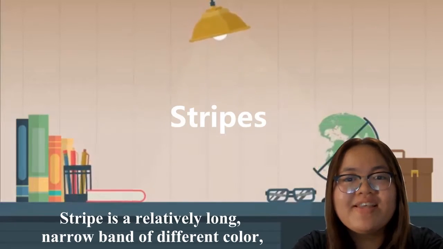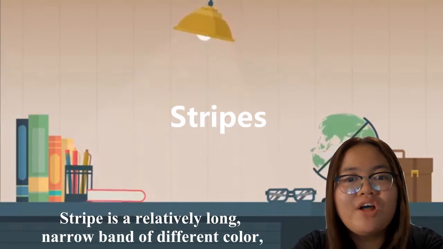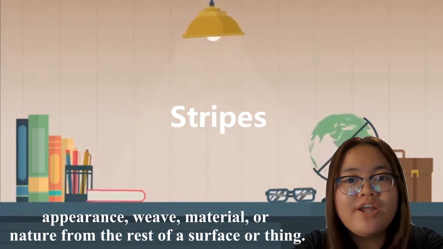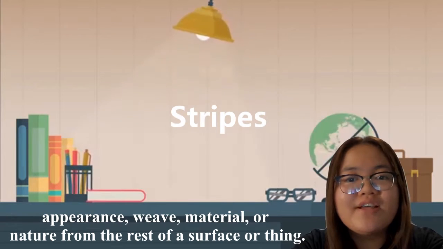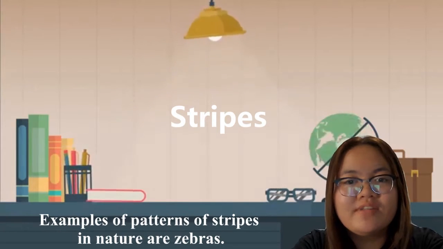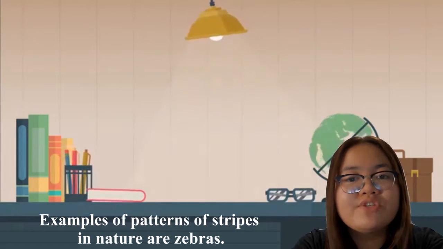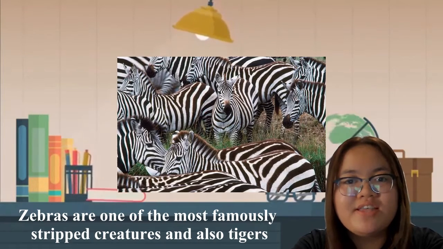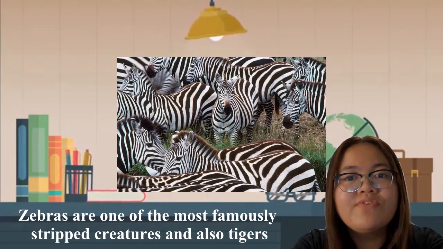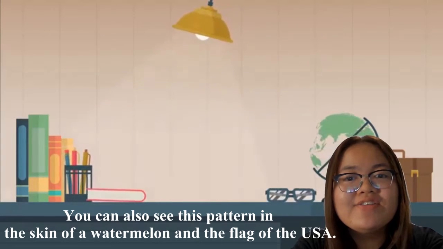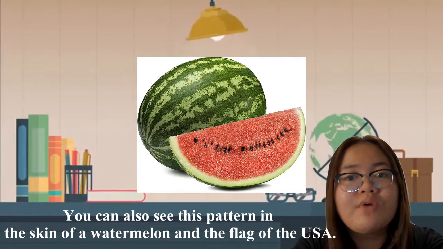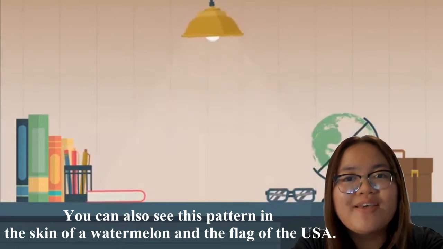Stripes. A stripe is a relatively long, narrow band of different color, appearance, weave, material, or nature from the rest of a surface or thing. Examples of patterns of stripes in nature are zebras. Zebras are one of the most famously striped creatures, and also tigers. You can also see this pattern in the skin of a watermelon and the flag of the USA.